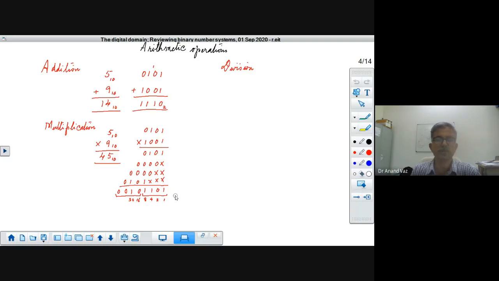Multiplication. We did not have to remember tables. It was very simple, except that the result that we get requires a larger number of bits to store. Next, in today's lecture, we will discuss division and subtraction.